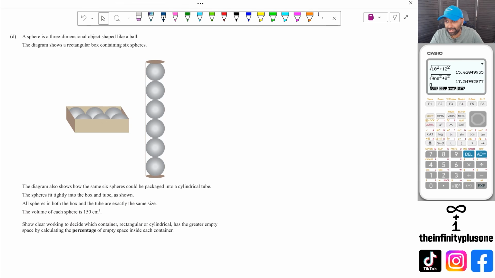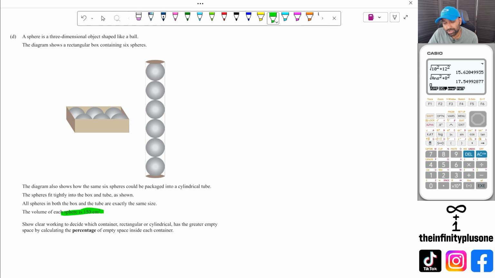I love this question because once you understand some little tricks of it, these types of questions become really, really easy. So the first thing, when you look at this question, what have we got? We've got six balls filling a cylinder shape or a cuboid, and we're trying to figure out which one has the greater percentage of empty space. The only thing you're given here that you can use as a measurement is that the volume of each sphere is 150.